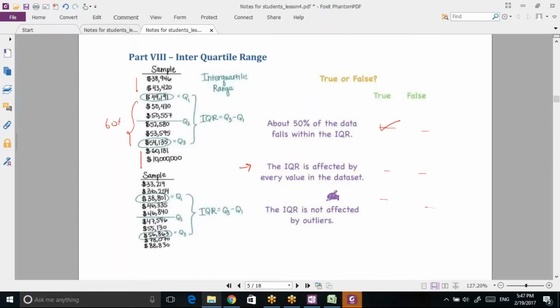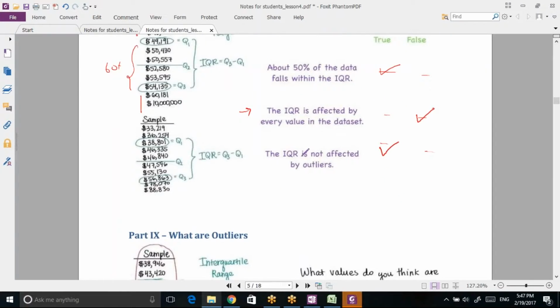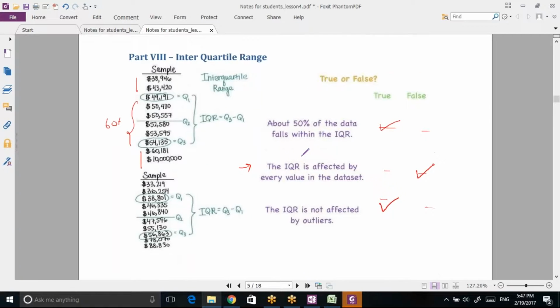Okay, next one. IQR is affected by every value in the data set. False, right? IQR is not affected by outliers, it is true. So TFT is the answer. Great. Jayashree, is it clear? Yeah, it's clear.